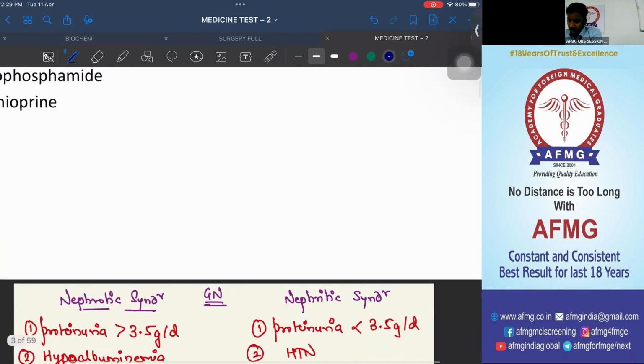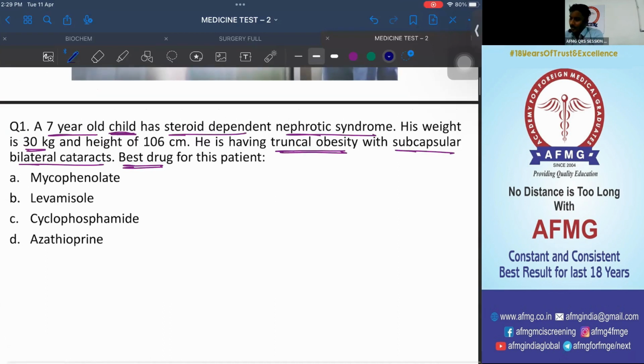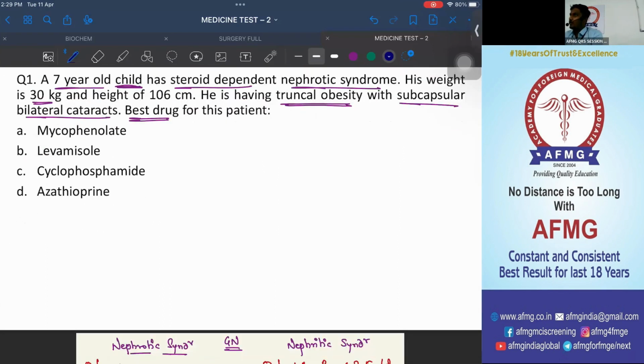Now here they are saying that the 7-year-old child has a steroid dependent nephrotic syndrome. They have already told us the child is suffering from nephrotic syndrome. And what is the most common cause of nephrotic syndrome in a child? So it is definitely MCD, that is minimal change disease. And minimal change disease can be of 2 types. What are the first line drugs to treat minimal change disease or nephrotic syndrome? It is definitely steroids.